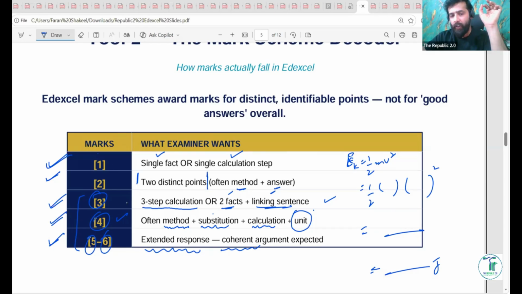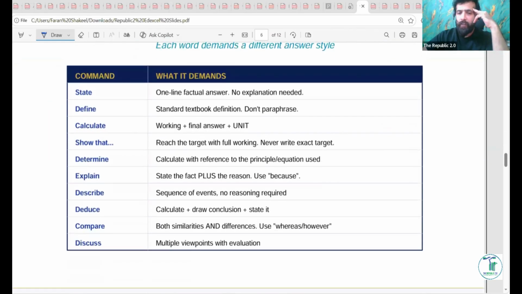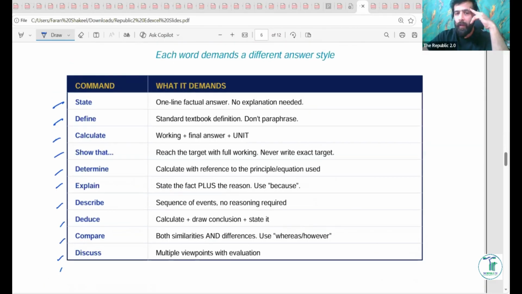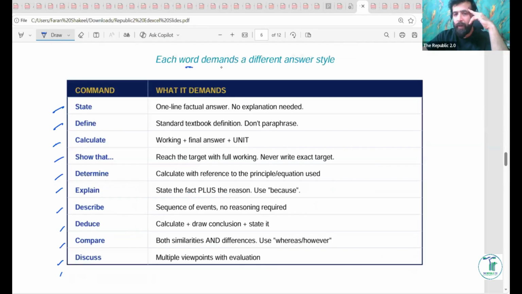So when you're writing all these questions, make sure that you get to see the marks. Either it is a 1, 2, 3, 4, 5, 6. After these number of marks, we have got these types of questions in the paper, right? Every word somehow demands a different answer style. If he's talking about state something, state Hooke's law, state Young's modulus, state blah blah blah, it is just a one-line factual answer, and no explanation needed.